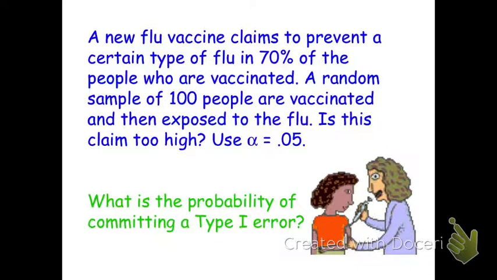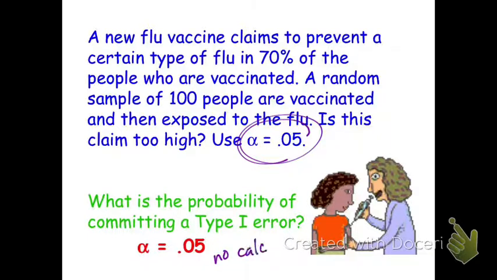The probability of committing a type 1 error, makes it sound so evil, is what? This is the trick question because we don't have to do anything. It's just there. Alpha, 0.05. So no calculating involved here. I want you to circle the 0.05 and put no calculations. Trick question.